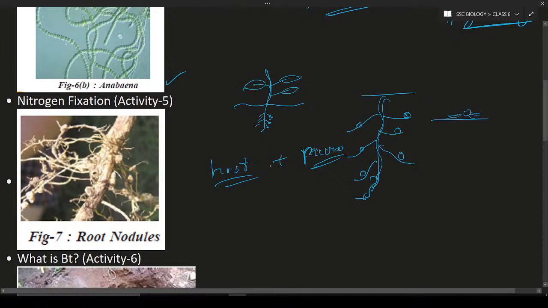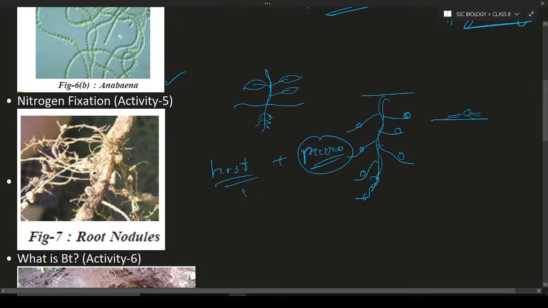What is the first partner? Here a plant is the first partner. The second partner is a microorganism. Leguminous is nothing but a plant. The group of plants belonging to Leguminosae is known as legumes. So the host and also the microorganisms. These microorganisms are involved in the production of ammonia, that is, a nitrogenous compound is produced.